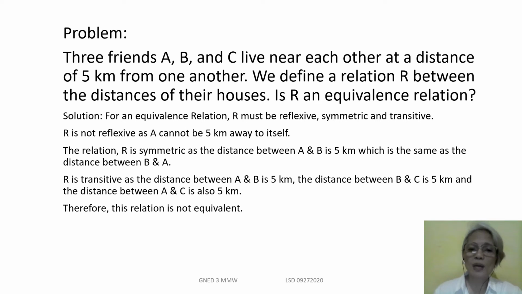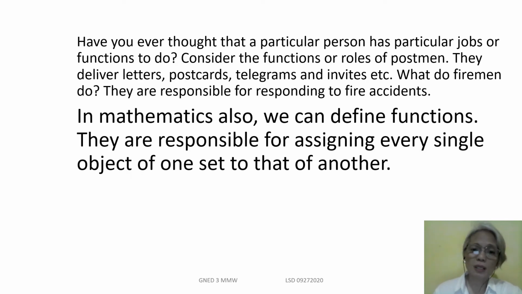It is also transitive, especially if their houses form a triangular figure from each other, so that the distance among the houses of these friends is 5 kilometers. Okay, so transitivity holds, the symmetric property holds. However, reflexivity does not hold, and therefore it's not an equivalence relation.